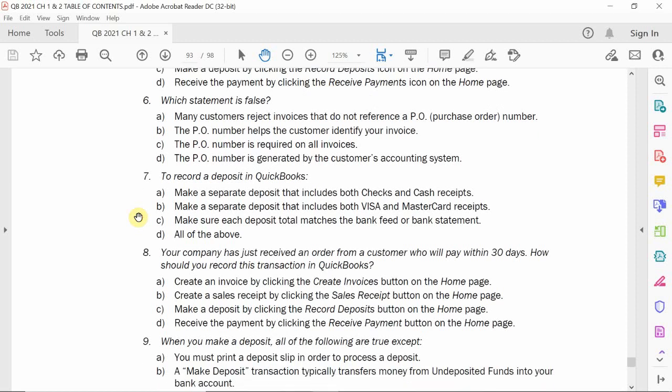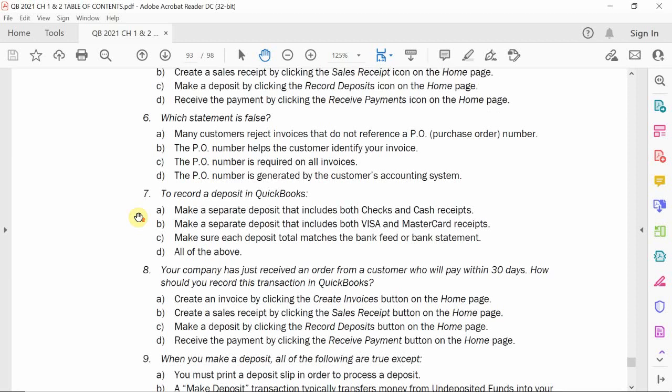Number 7, to record a deposit in QuickBooks. D, as in David, all of the above is correct. So you would make a separate deposit that includes both checks and cash. Good, that's what I showed you. You would make a separate deposit that includes both Visa and MasterCard. Yes. Letter C says make sure that each deposit total matches the bank feed or bank statement. Yes. I didn't talk about that, but yes. D, all of the above is correct.